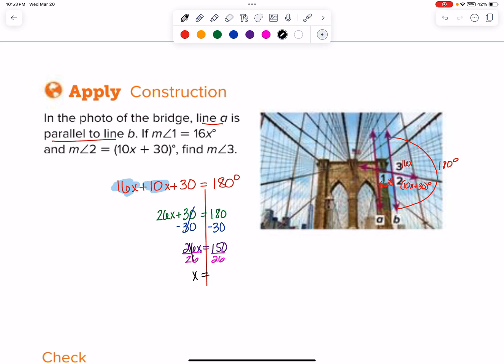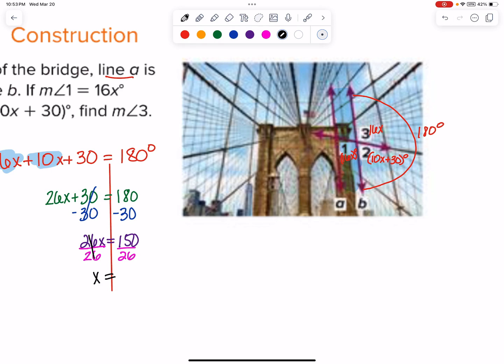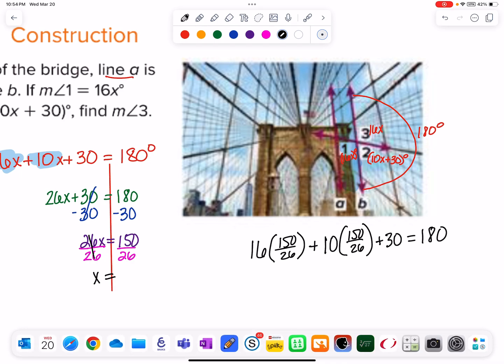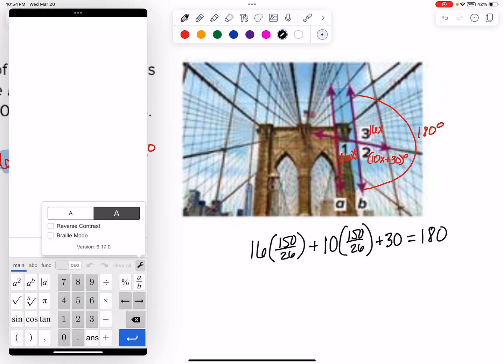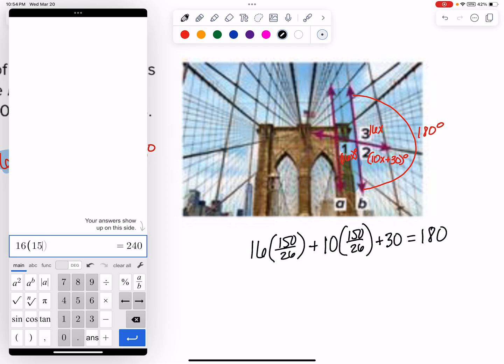Okay, let's see. If we plug this into check, we're saying 16 times 150/26 plus 10 times 150/26 plus 30 should equal 180. Let's see if that works, but we're going to want to pull out Desmos on this one. All right, let me make it bigger so we can see it. Okay, let's test it out. This is making me think we did something wrong here, but let's go ahead and check.